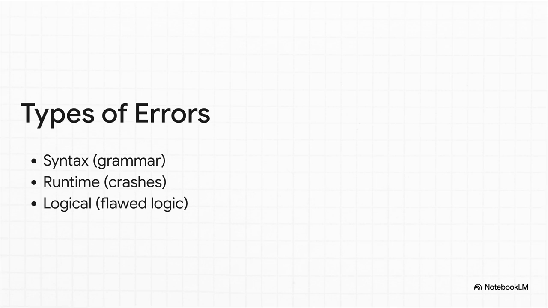Syntax errors are just grammatical mistakes, maybe a missing bracket or a simple typo. The blueprint is unreadable, so the program doesn't even start. Runtime errors happen when the code starts up just fine, but then crashes mid-execution because you asked it to do something literally impossible, like divide by 0. And finally, logical errors. These are the sneaky ones. The code is grammatically flawless, the program runs perfectly, but it spits out the completely wrong answer because, well, the human logic behind it was flawed.